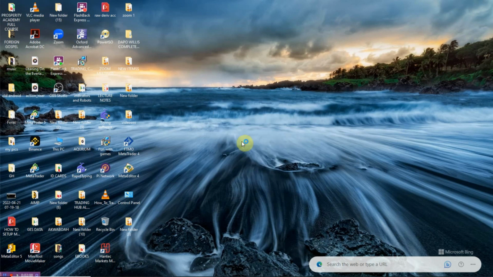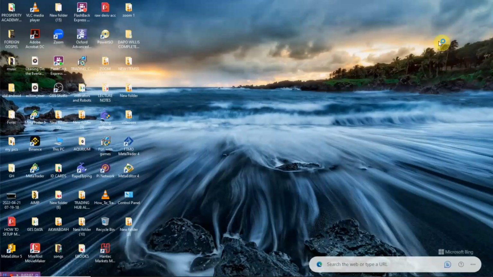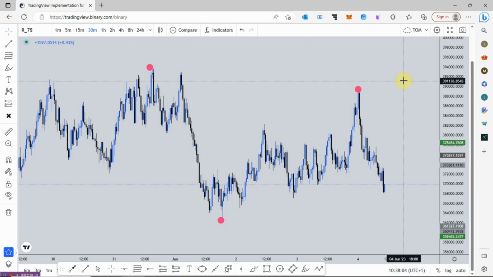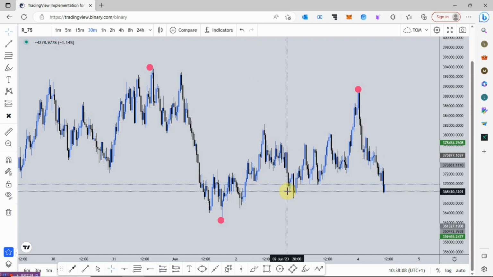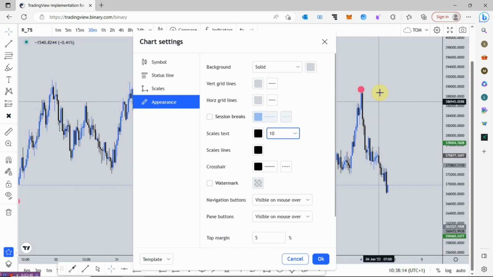Without much ado, we're just going to jump into the chart, and I'll show you what I look out for before I take a trade on VIX 75. You can use the MT5 for your analysis. You can also use TradingView. I always prefer using TradingView for my analysis.